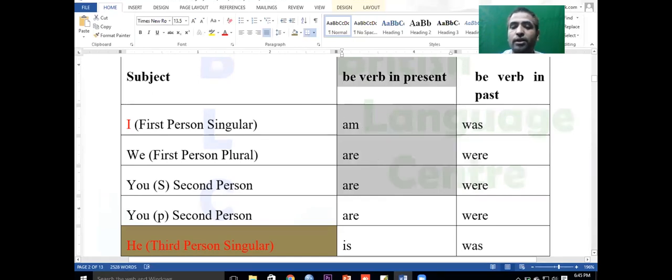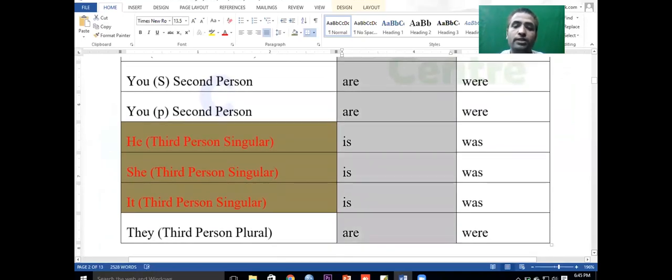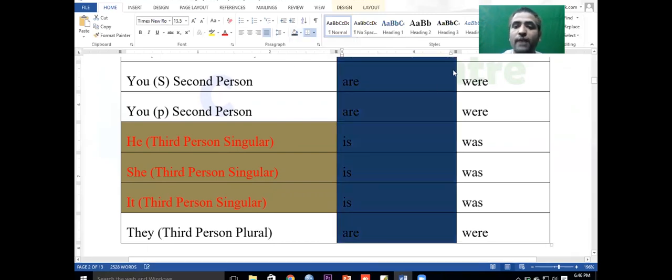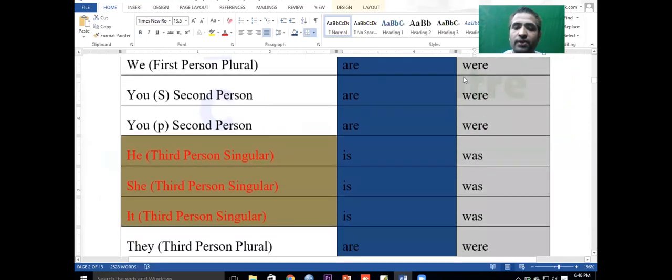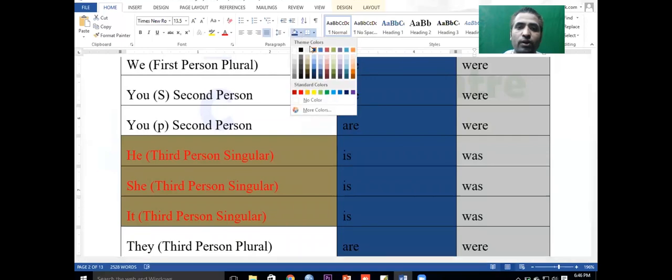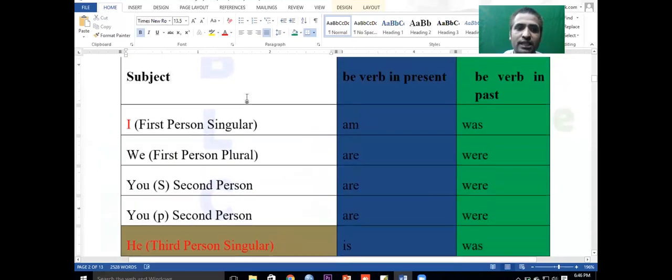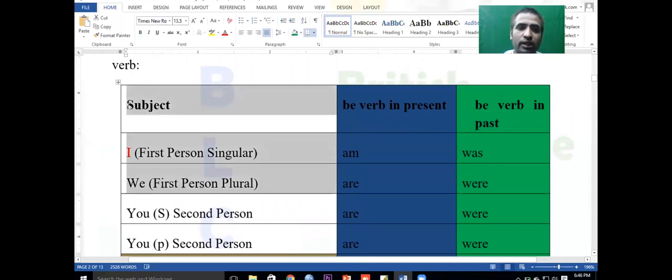Let me do that one. Wait for a while. Highlight this one. So this is for present tense, blue color. And past tense is for the verb with past, green color. Okay, blue and green. And these are the subjects. Let me do that one with the red one.